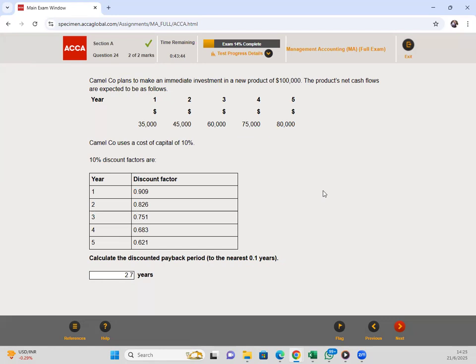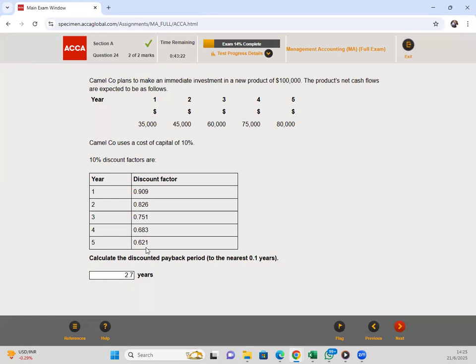The 10% is what they used to get the discount factors. So the 10% cost of capital is used to calculate the discounting factor. So why did we discount the cash flows? It's because the question says discounted payback. But otherwise, the normal payback doesn't discount the cash flows. I'm going to take them as they are given.